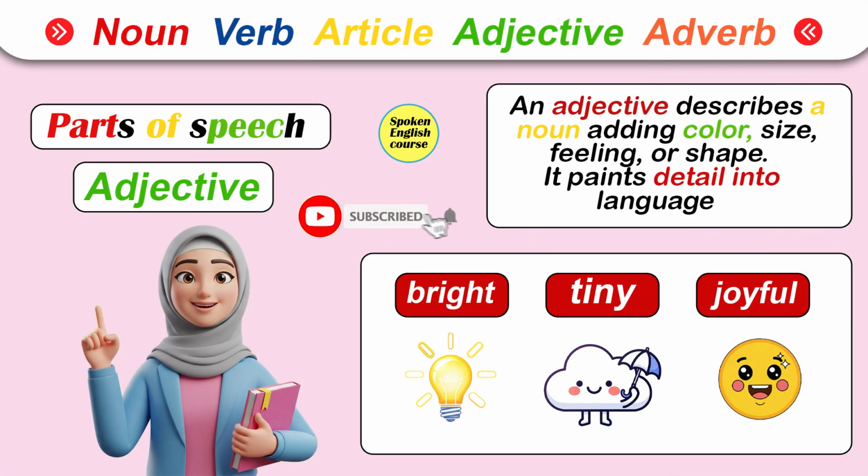Adjective. An adjective describes a noun, adding color, size, feeling, or shape. It paints detail into language, like bright, tiny, joyful, or smooth.